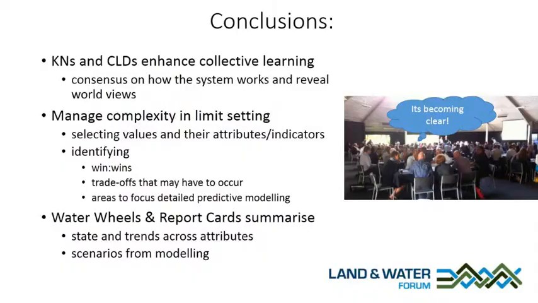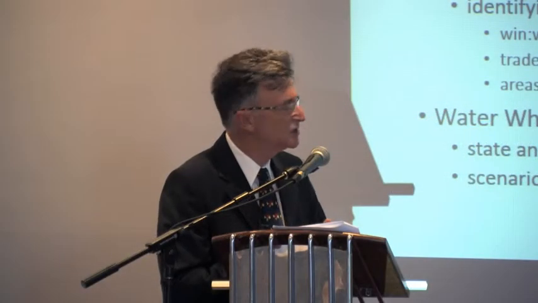So to summarise then, these knowledge networks and causal loop diagrams help us with collective learning. They provide us with a consensus view of how the system works. They reveal some of the conflicts and some of the ways forward, and different people's worldviews. And people get to exchange their worldviews in the process of developing these. They do help us manage the complexity and limit setting. We go through a complex process to come out with something simpler.